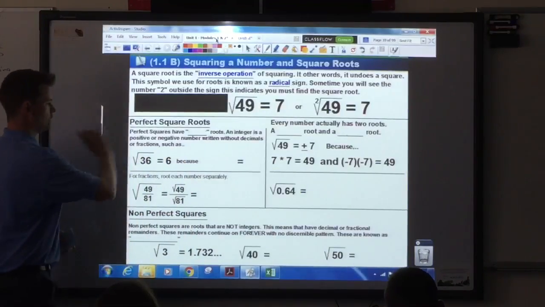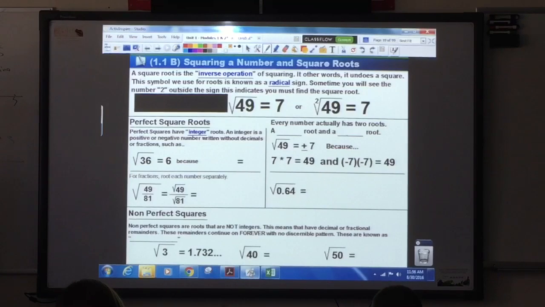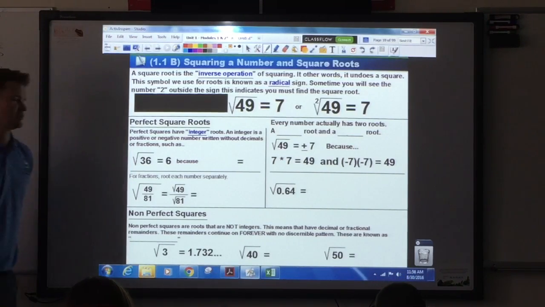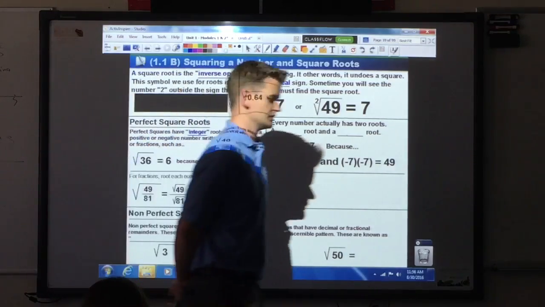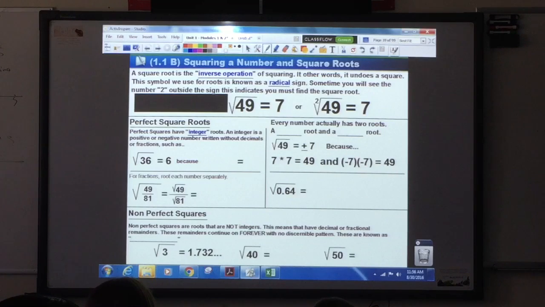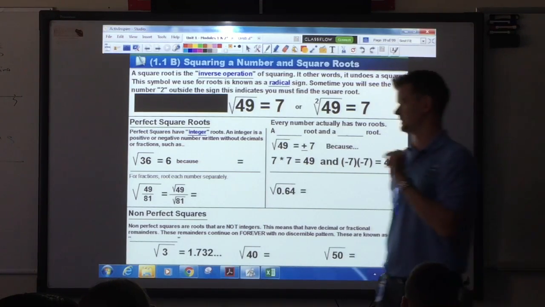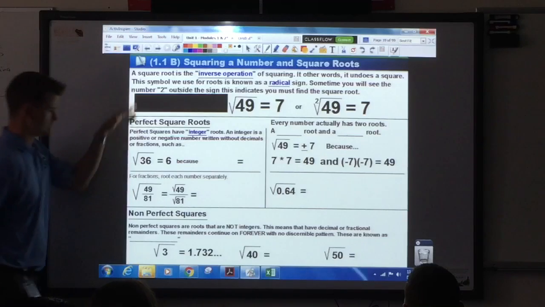Anyway, so we're back here. Perfect square roots have integer roots. Integer means a positive or negative whole number, written without decimals or fractions. So for it to be a perfect square root, when you take the root, it must be a whole number. If you take a number like 3 and take the square root, you get some long decimal. That is not a perfect root. That's a non-perfect root, known as an irrational number. We will get into that in detail. Right now, just know that these are perfect roots.